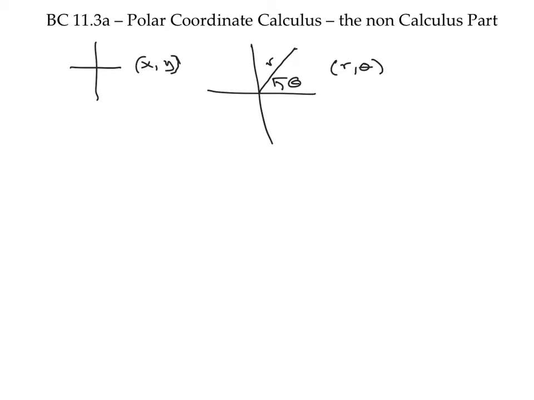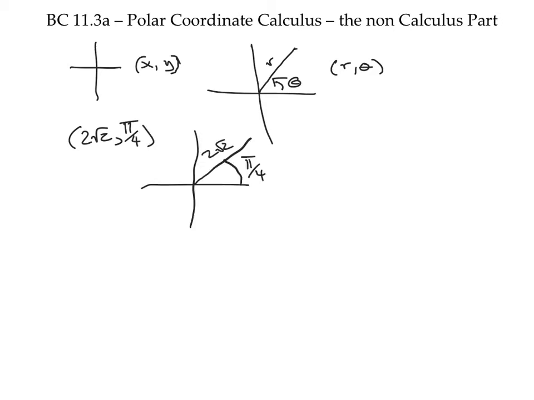Interestingly, with polar coordinates, there are an infinite number of ways of representing every point, whereas with rectangular, there is one unique way to represent each point. Let's take a look at an example. Consider the polar point 2 root 2, pi over 4. Let's think about that. At an angle of pi over 4, or 45 degrees, we're in the middle of the first quadrant, we go out a distance of 2 root 2.